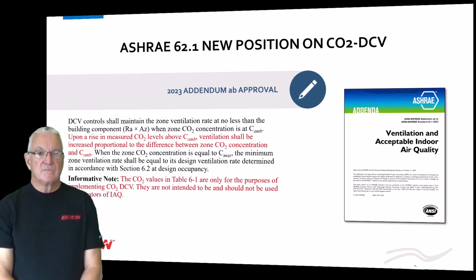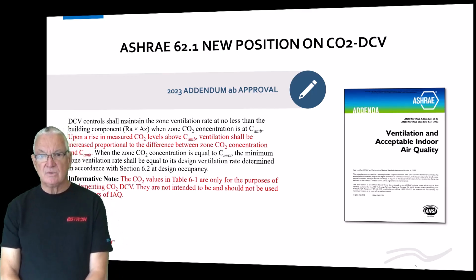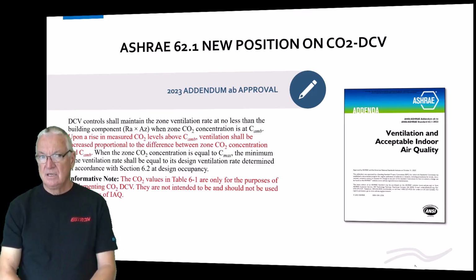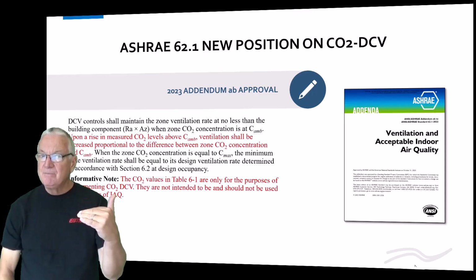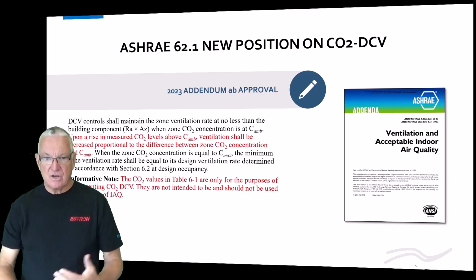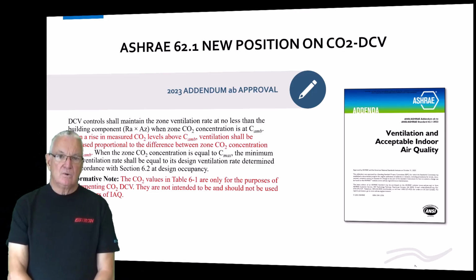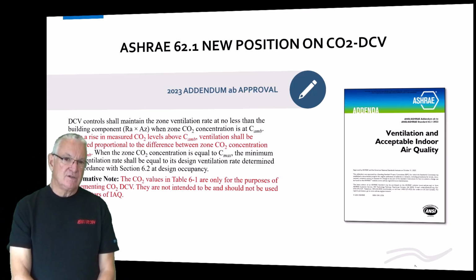Now there's an error here. It says when the zone CO2 concentration is equal to C max, the minimum zone ventilation rate shall be equal to its design ventilation rate. That is not necessarily even possible because of the codependence. It could happen, but you could get to a point where it can't happen, okay? Because there's a codependence between CO2 and ventilation. So I don't know, that shouldn't even be in there, okay?